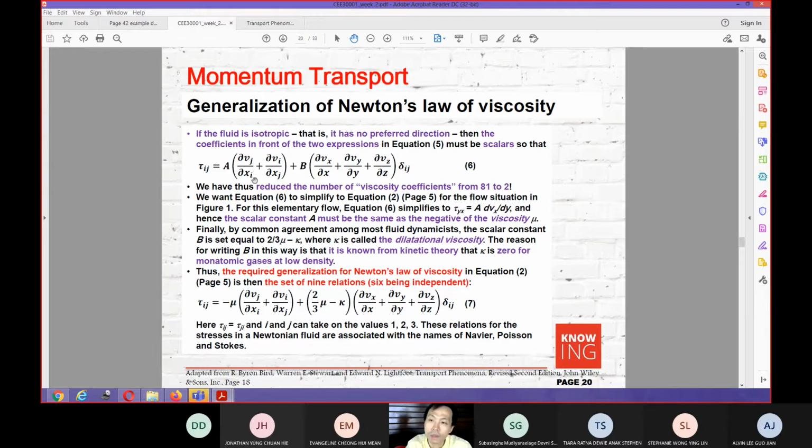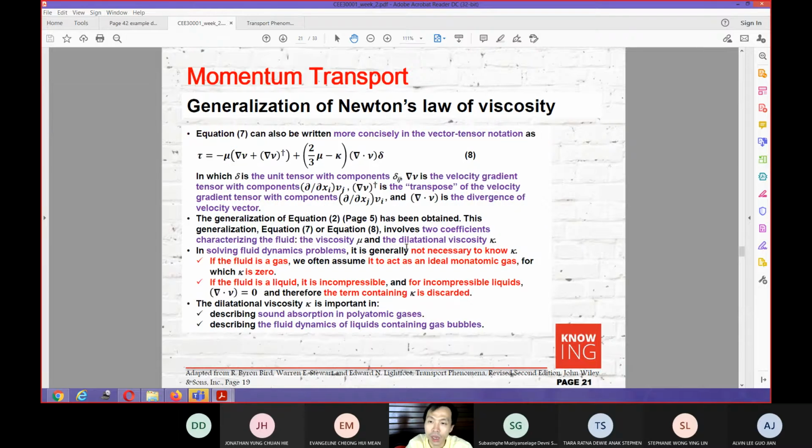Okay, and then the B in here is taken to be equal to 2/3 of the mu, the viscosity, minus the dilatational viscosity, kappa. From our study at the molecular level, we know from kinetic theory that kappa is equal to 0 for monatomic gases at low density. With these things, we can simplify the steps to become equation 7. I hope everybody understands up to this point. Okay, I'll keep on continuing.